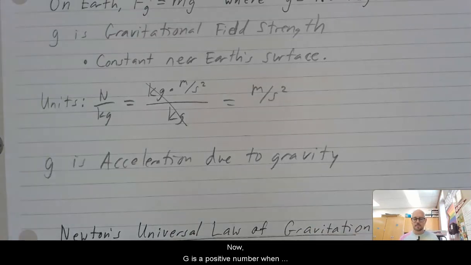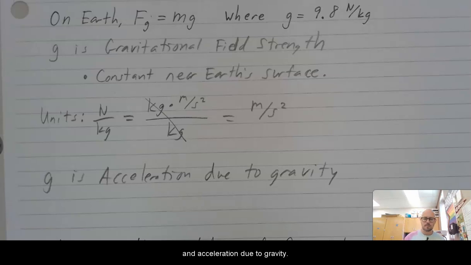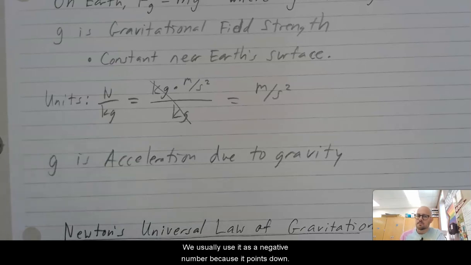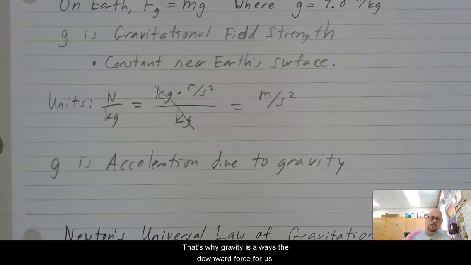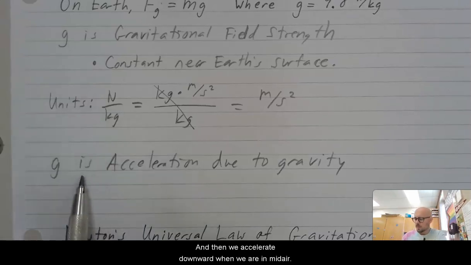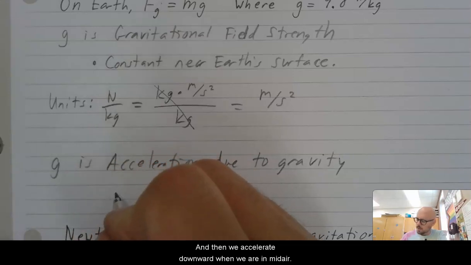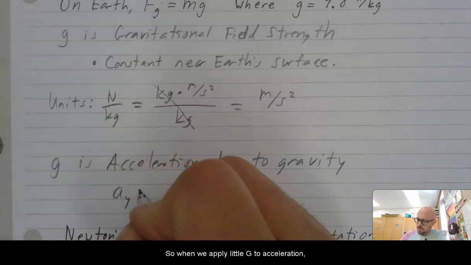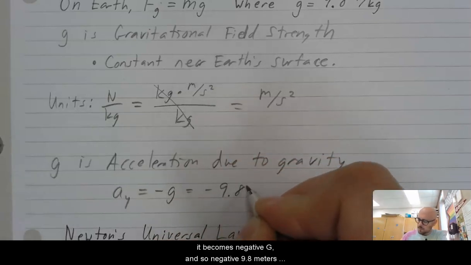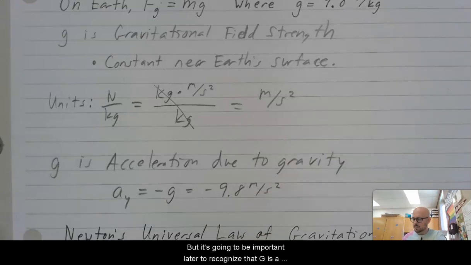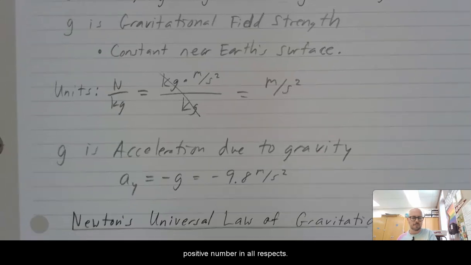Now, g is a positive number. When we apply it to both gravitational field strength and acceleration due to gravity, we usually use it as a negative number because it points down. The gravitational field of Earth points down. That's why gravity is always the downward force for us, and then we accelerate downward when we are in midair. So when we apply little g to acceleration, it becomes negative g, and so negative 9.8 meters per second squared. But it's going to be important later to recognize that g is a positive number in all respects.